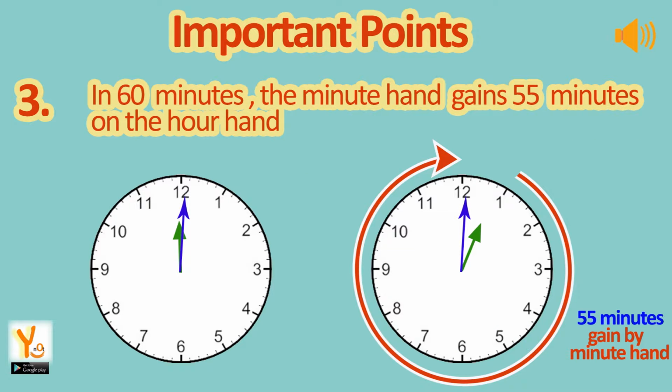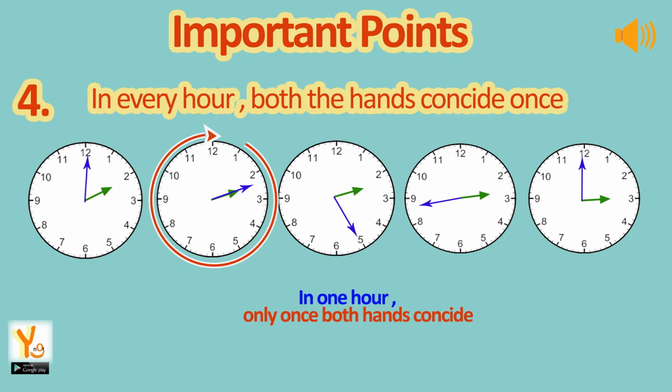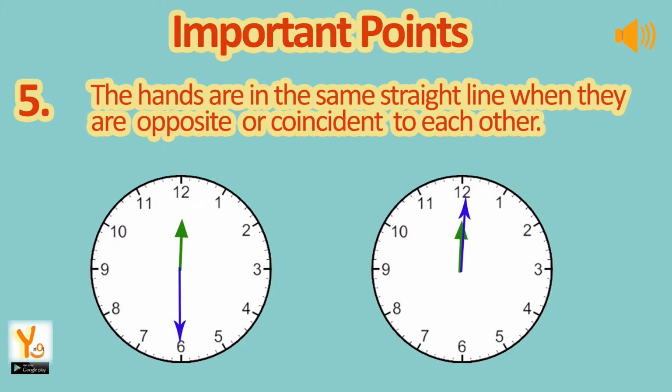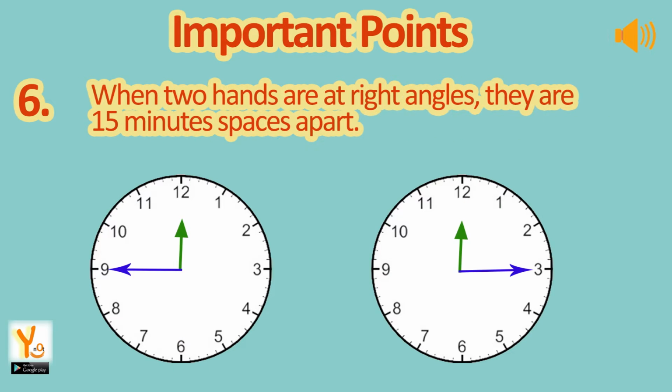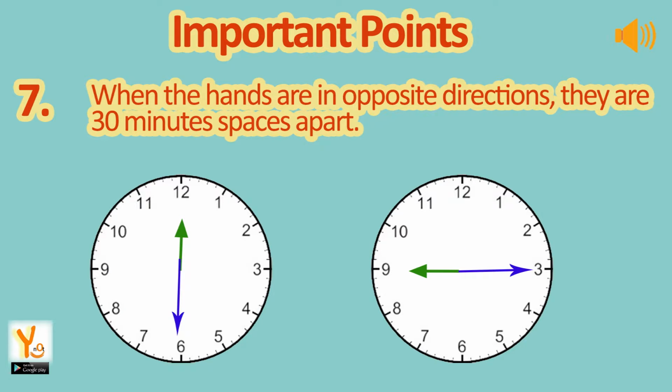In 60 minutes, the minute hand gains 55 minutes on the hour hand. In every hour, both the hands coincide once. The hands are in the same straight line when they are opposite or coincident to each other. When two hands are at right angles, they are 15-minute spaces apart. When the hands are in opposite directions, they are 30-minute spaces apart.